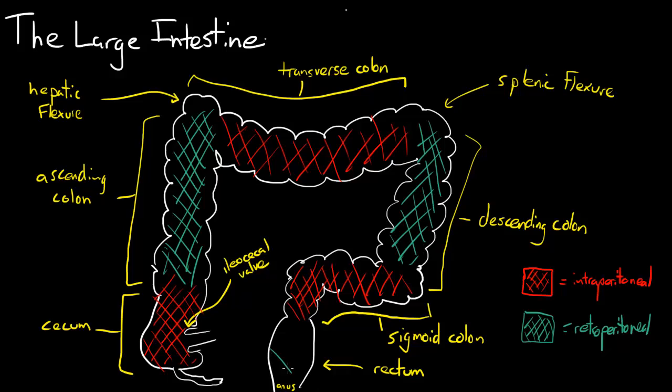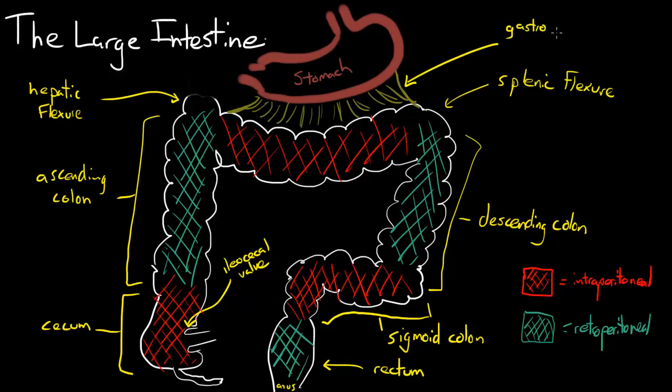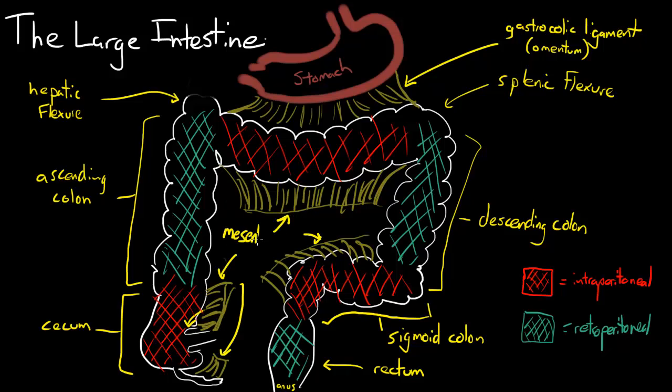The transverse colon has another attachment to the greater curvature of the stomach called the gastrocolic ligament, which is a part of the omentum. Just like all intraperitoneal organs, the intraperitoneal portions of the colon have mesenteries, which allow blood supply to and from these parts of the colon.